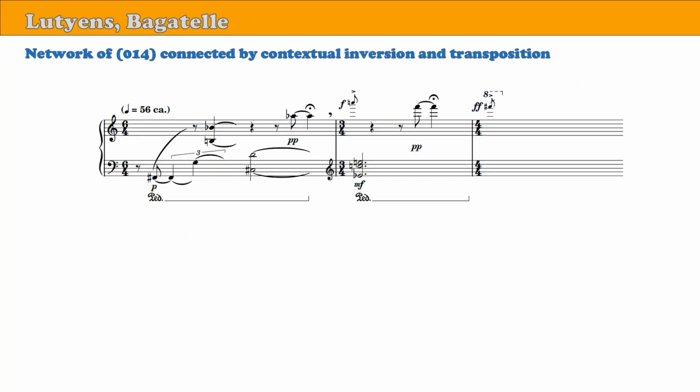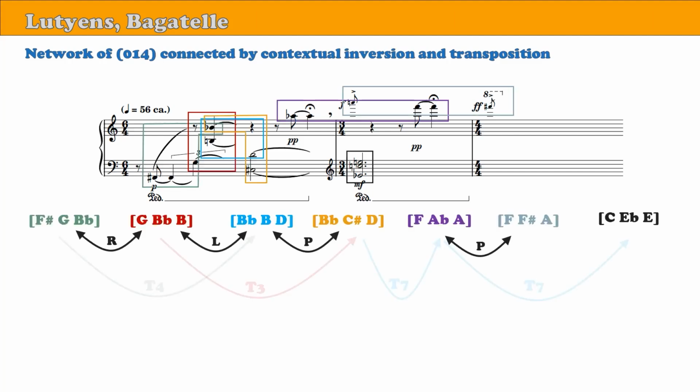The opening phrase can be interpreted as a network of either 037 or 014. Let's consider it first as a network of 014. The trichords are connected locally by common-tone-preserving contextual inversions arranged as an RI chain. The intervals of transposition that connect the 014s are those belonging to the 037: 3, 4, and 7.